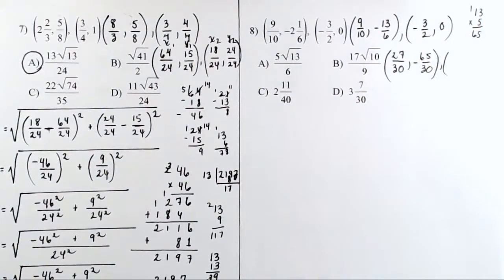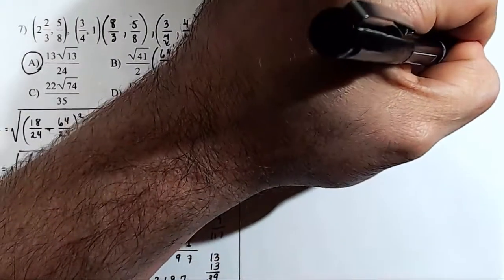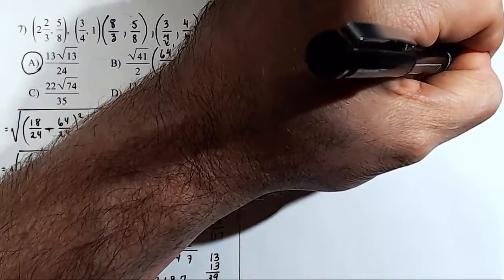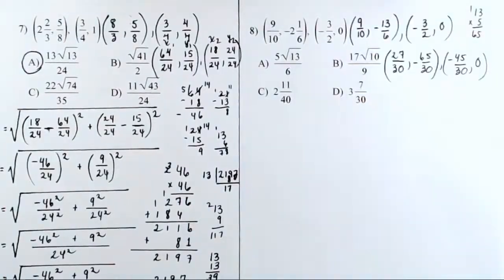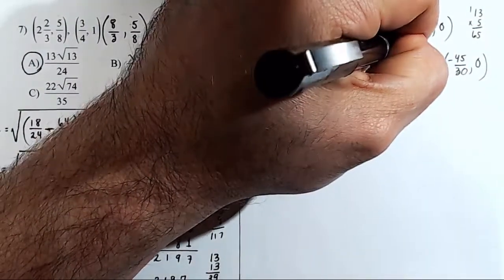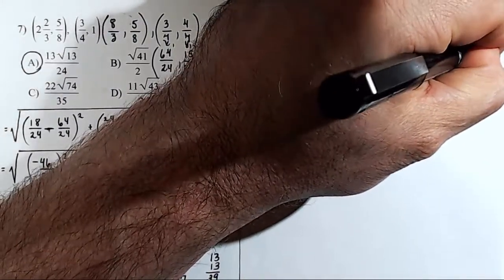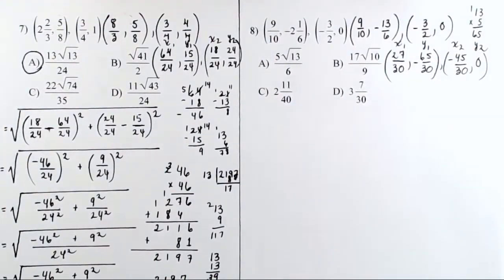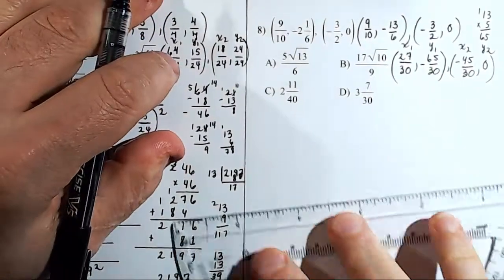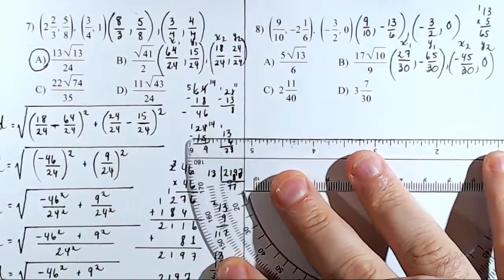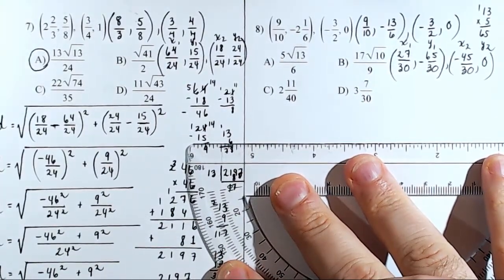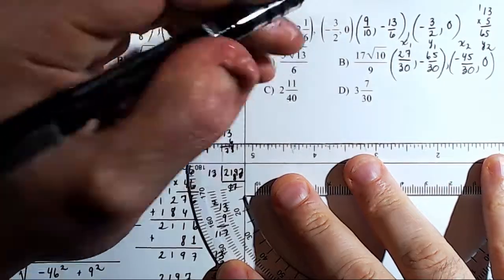And now this will be negative 45/30ths, comma 0. All right, well, we'll just proceed. X1, Y1, X2, Y2. And we'll plug it into the formula. If anybody wonders how I passed the math certification test, this is what I did for an entire summer. I just worked like 500 problems.